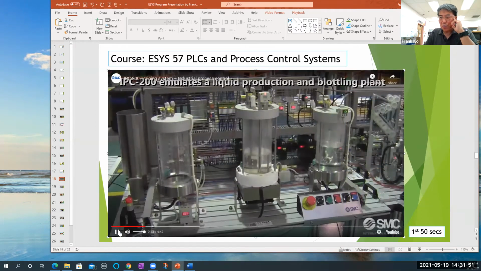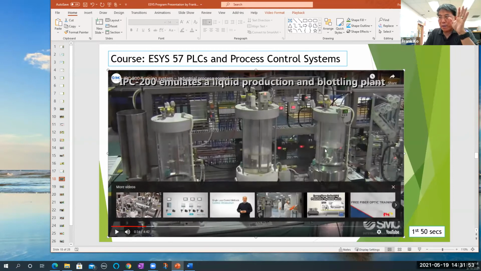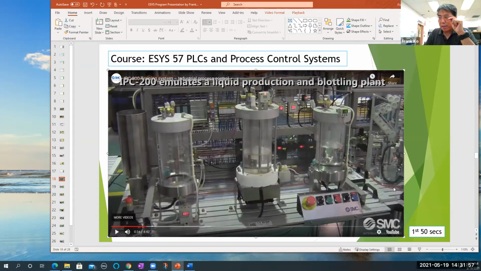So there are 3 separate stations for this. This station simulates bottling and mixture, temperature control, and concentrating from one vessel to another. Students learn how to control the programming of this, how to read the sensors, and how to read the temperature so that it's just right before the fluid is transferred.